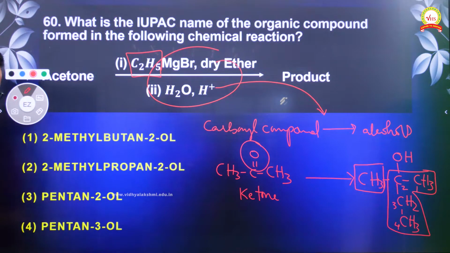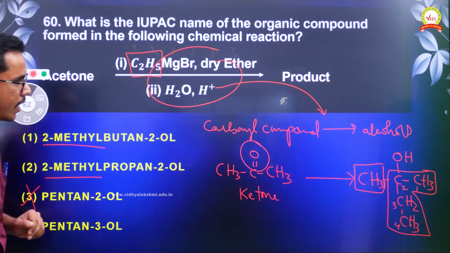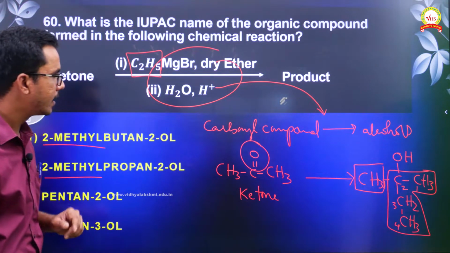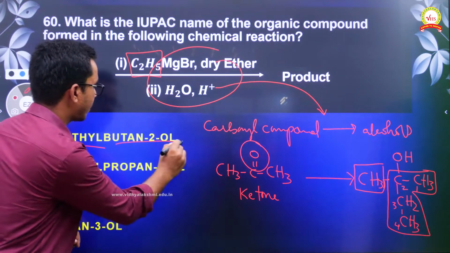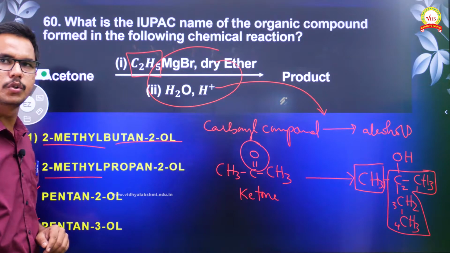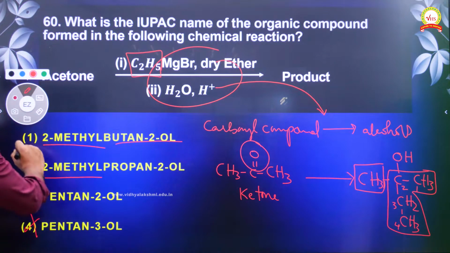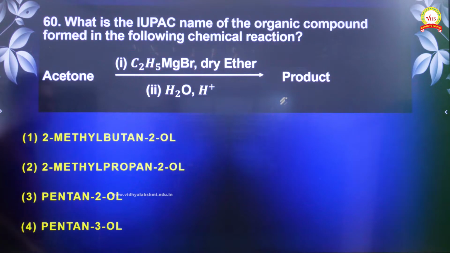If you see all these options, in option 3 it is not there, and option 4 it is also not there. But in option 1 and 2 we have 2-methyl and 2-methyl, right? And where the alcoholic functional group is, it is at the second position of 4 carbons. 4 carbons means it has to end with butane, with but-. And alcohol is there, 2-ol, right? That's what the answer is: 1. The first option is the right answer.